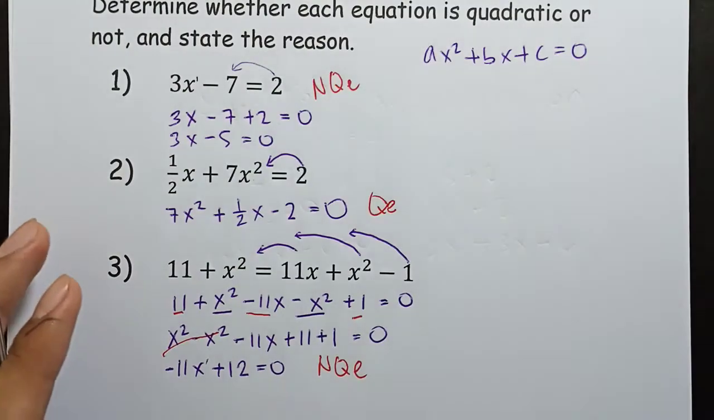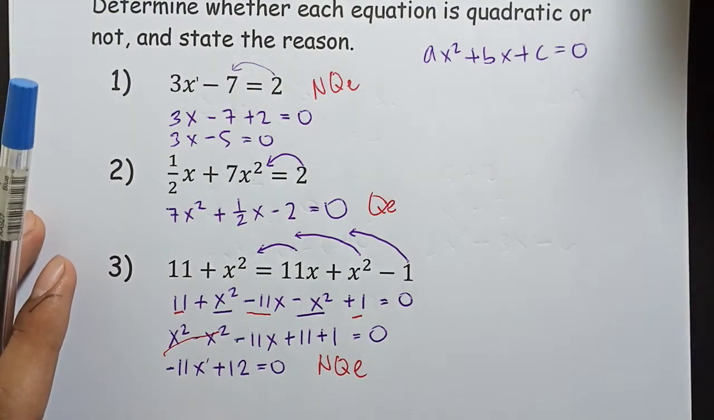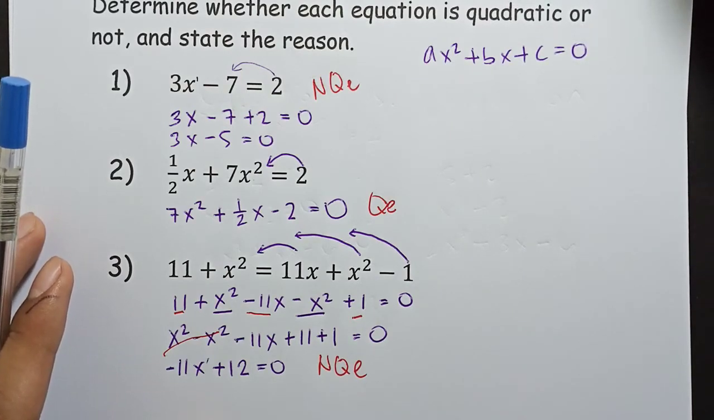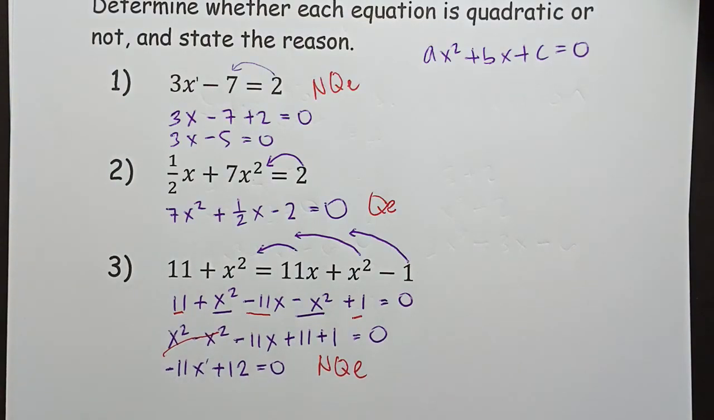Next na agad tayo. So, this equation, the quadratic equation. Then, paano ma-identify kung siya ba ay quadratic o hindi. Para ma-identify natin, kailangan muna gawin natin siyang standard form. Then, tignan yung highest degree or yung degree ng ating polynomial. Kapag 2, automatic quadratic siya.